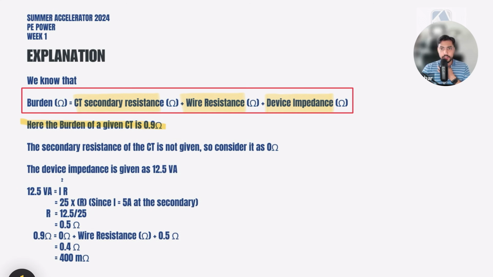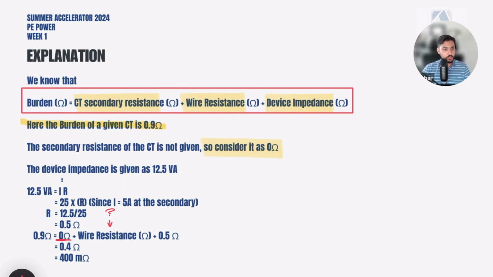And what is our assumption over here? Our assumption is that since the CT resistance is not given, we can assume it to be 0. I commented on that. Although in this case, maybe I should update the question and make it even clearer. So the question mark is over here.